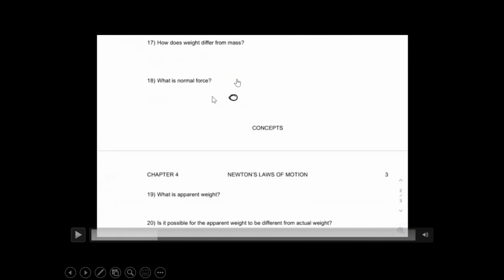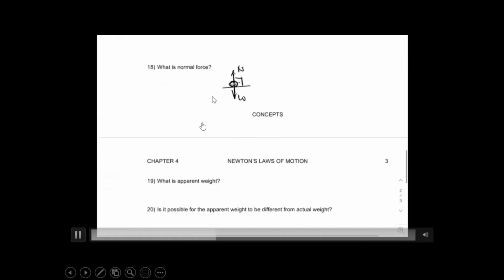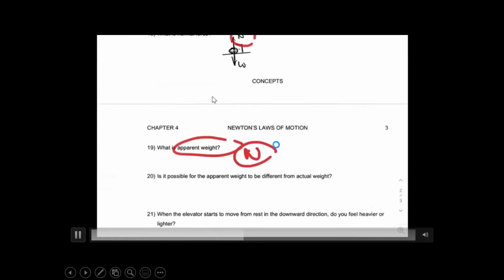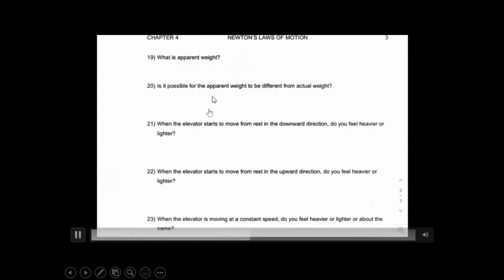So how does weight differ from mass? Mass is the measure of inertia, and weight is the amount of gravity acting on that mass. So what's a normal force? It's a reaction force against any force acting on a surface. It's got to be 90 degrees to the surface, so that's the reason why it's known as normal. It's a mathematical term, and that's it. What's your apparent weight? It's the normal force reading from a scale.